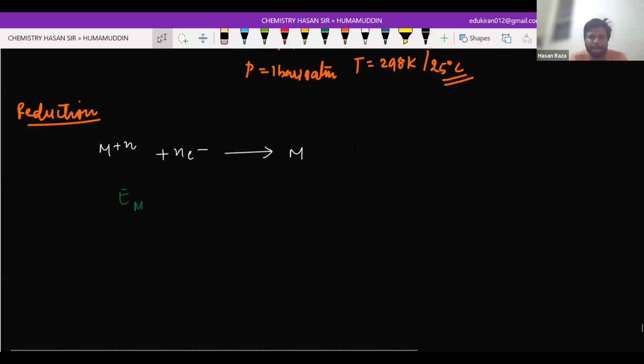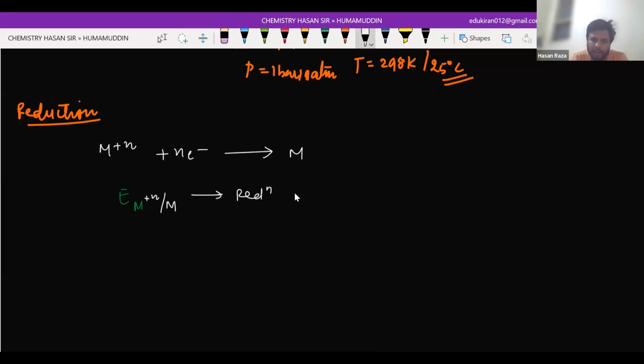Okay, so the metal is going from plus N to M, and this will be equal to, what is this? This is your reduction potential. And generally, in this chapter, we represent this with RP and oxidation potential with OP.